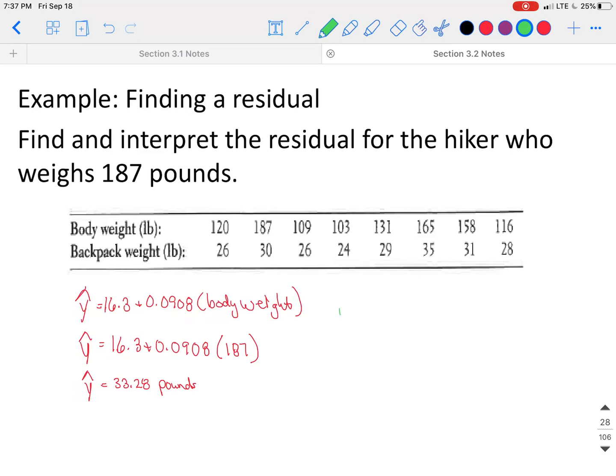To find your residual, you're going to do your observed minus your predicted. Now, for the person who weighed 187 pounds, their observed pack weight is 30 pounds, where the predicted was 33.28. So that means that our residual for this person would be negative 3.28 pounds. The regression line over-predicted the hiker's pack weight by 3.28 pounds.